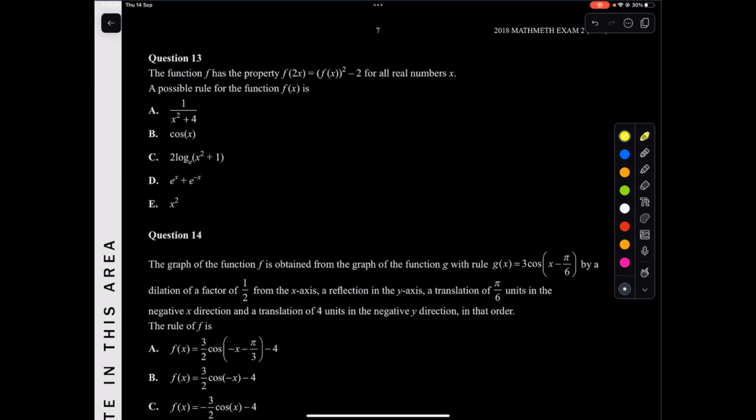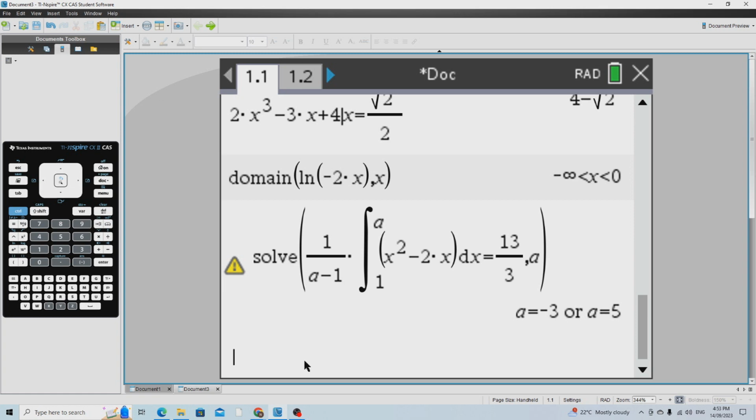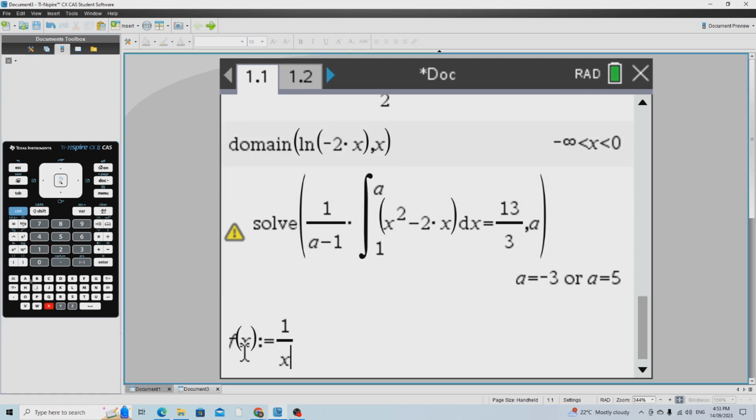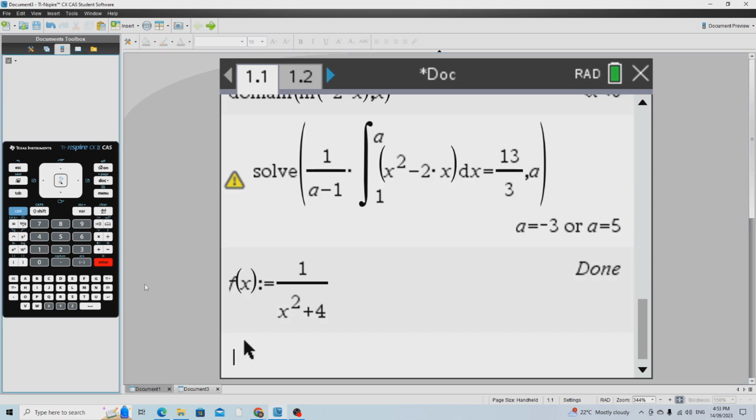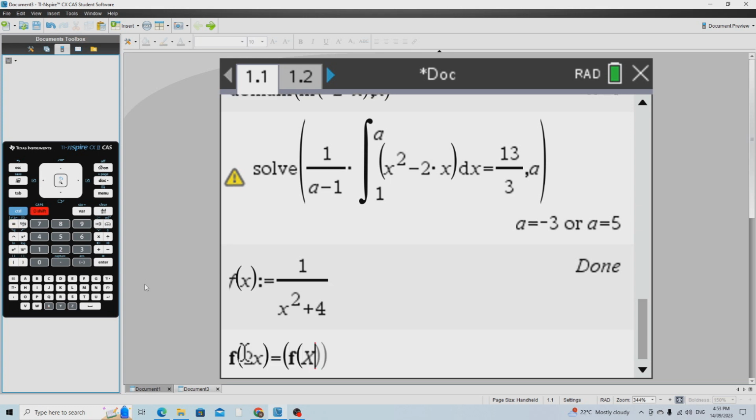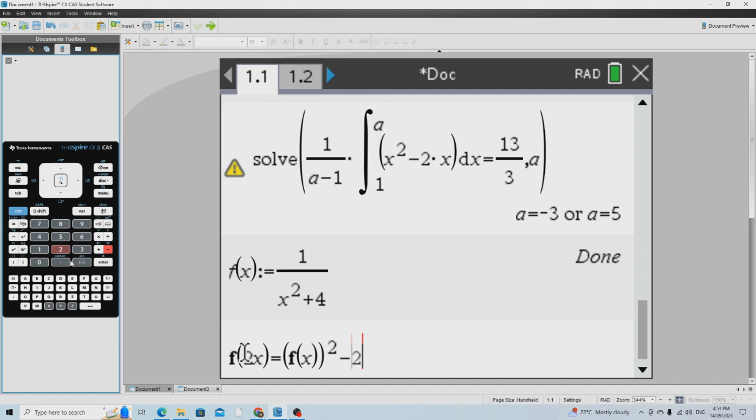Question 13, the function f has the property this for all real numbers x. A possible rule for this function is... Okay, I've seen these kind of common questions. The fastest way I'll do this question is just by defining a function. For example, let's define the first one, which is 1x squared plus 4. And let's write this property. So we're saying f(2x) equals f(x) squared minus 2.